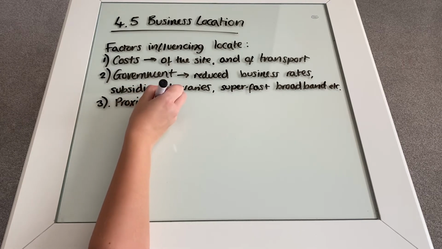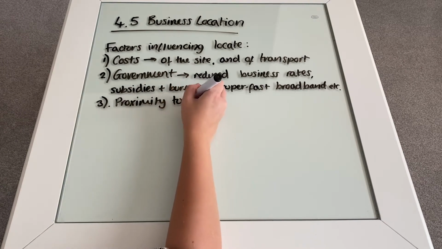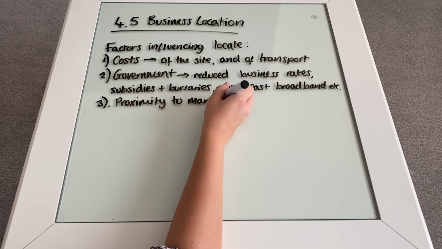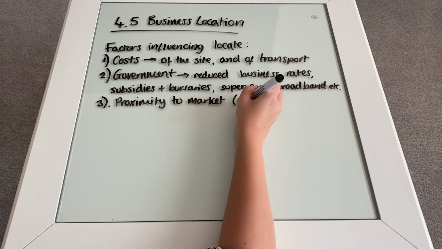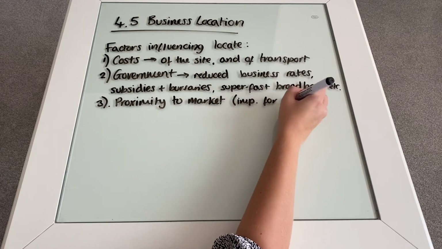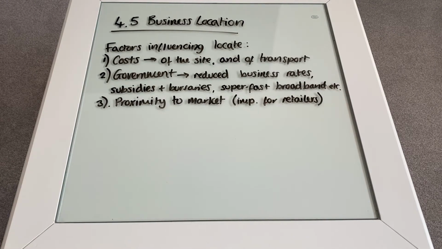Third, proximity to market. When I say proximity, I mean closeness, nearness to. So we're talking about the closeness to your customers, how close you can be to your customers. This is particularly important for retailers. If you are looking to open a clothes shop, the logical place to put your clothes shop is on the high street because that's where people are going to be shopping for clothes anyway. They're not going to do all of their clothes shopping on a Saturday on the high street and then travel out to a business park just for you. That's unlikely. It's easier if you're on the high street, that sort of thing.